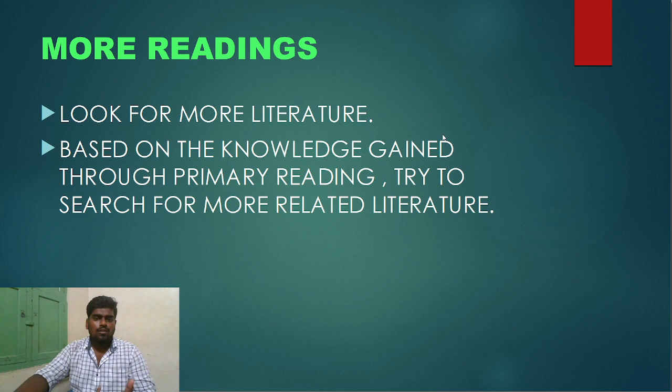And then more reading. After we choose our own path of research, after we choose our own question for research, we have to do more reading. We have to look for more literature. Based on the knowledge gained through primary reading, we have to search for more related literature, so that it will be very useful in gathering more and more knowledge. If we gather more knowledge on our own path of research, our research will be as effective as possible.